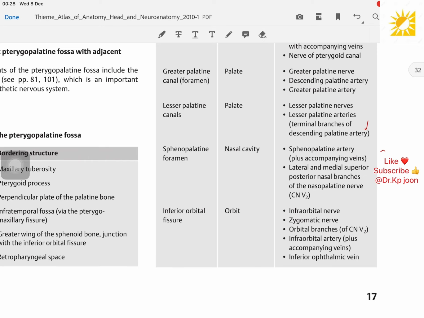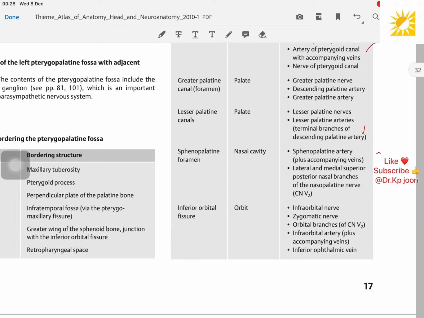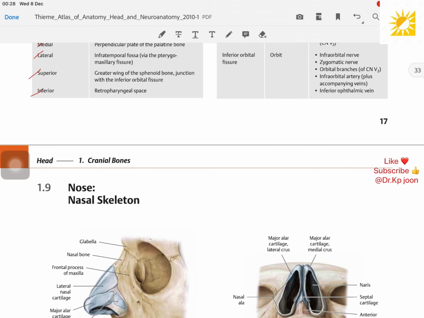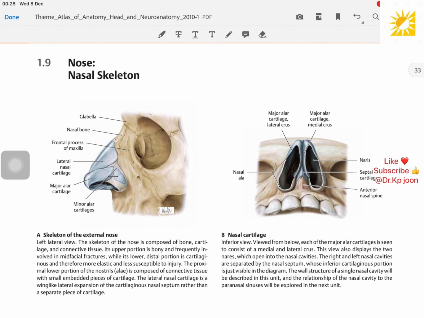Next is the inferior orbital fissure, from the orbit. So it transmits the infraorbital nerve, zygomatic nerve, orbital branch, orbital artery, accompanying vein, and inferior ophthalmic vein. That is the whole structure of the inferior orbital fissure. We will talk about the nose in the next class. Thank you.